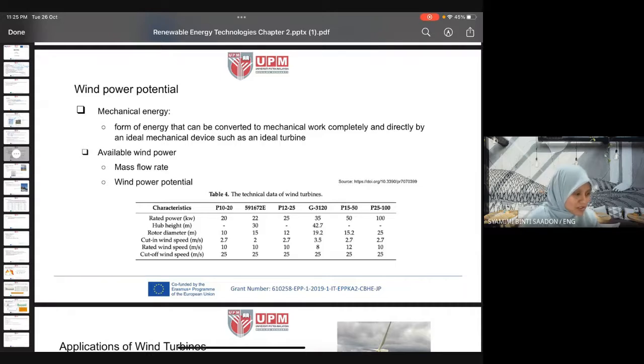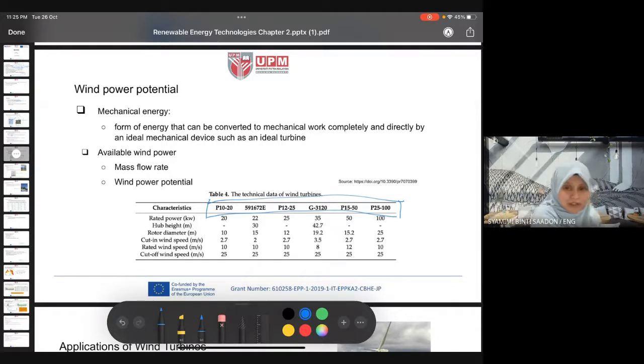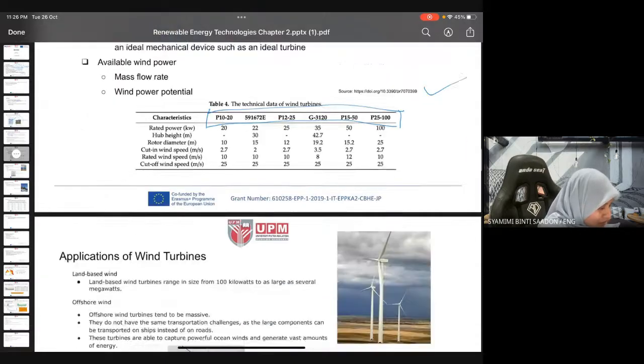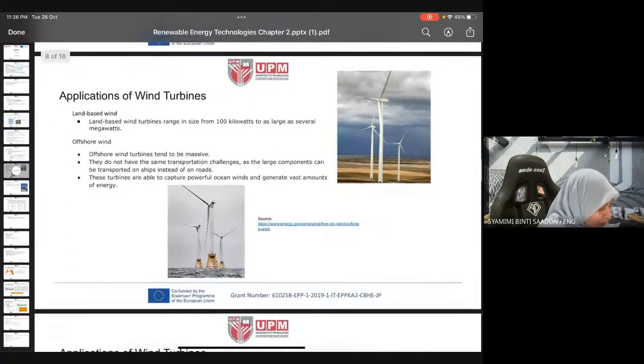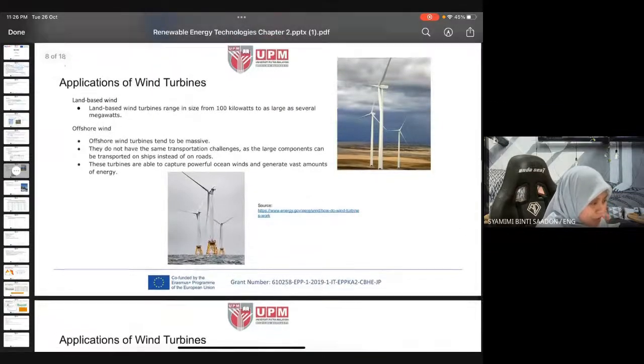So we have the technical data of wind turbines. These are examples of types of wind turbine which are available, from this source. It has a rated power from 20 kilowatts up to 100 kilowatts, the rotor diameter, the cut-in and rated wind speed. You can see here.